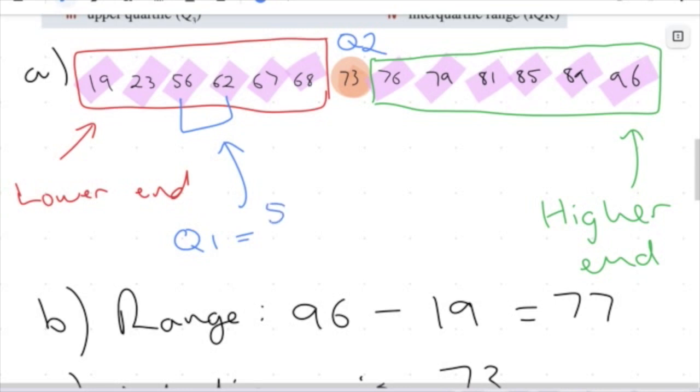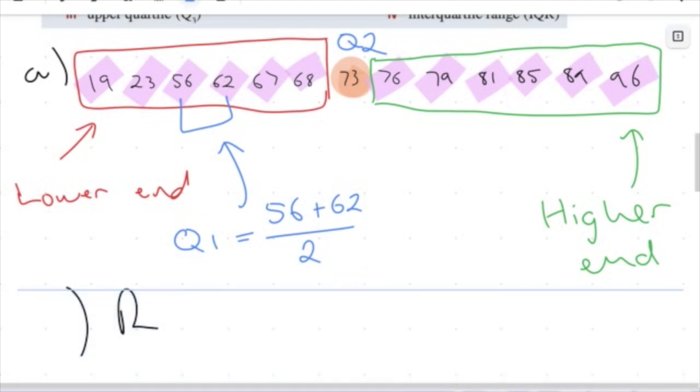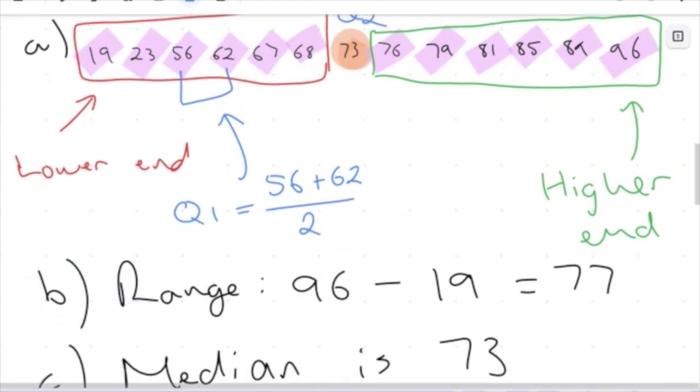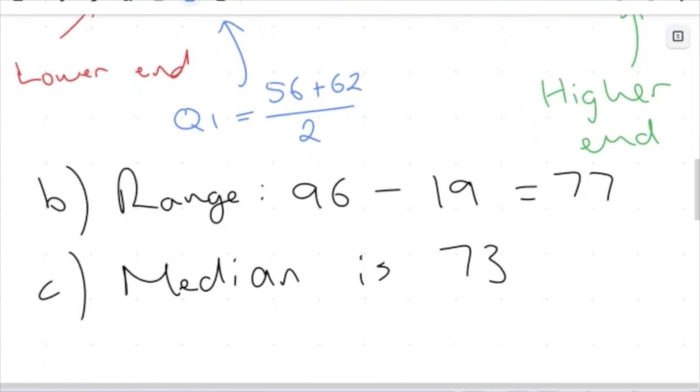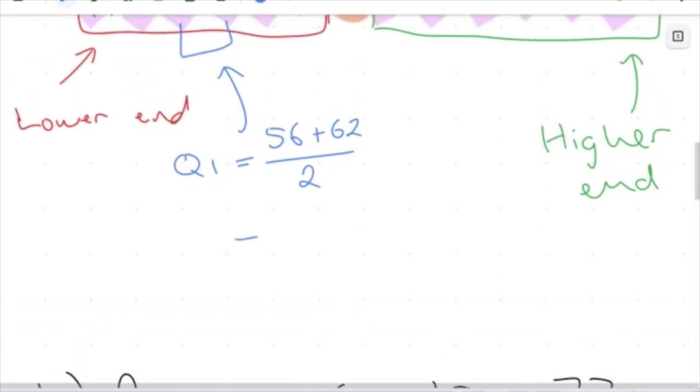So to find our average, we're going to add them together and divide them by the number of numbers there are. Okay. Beautiful. Now, our quartile 1, therefore, is going to be 59.